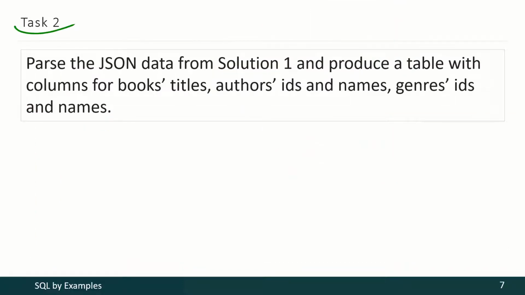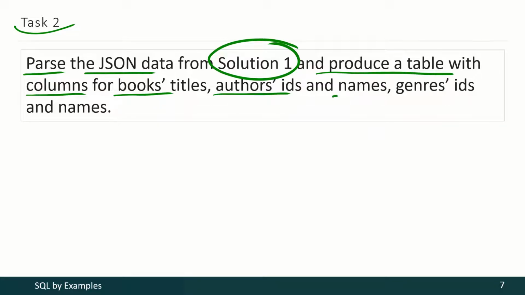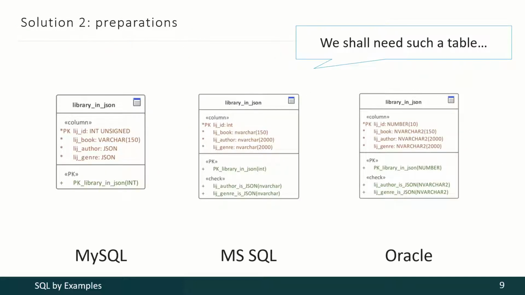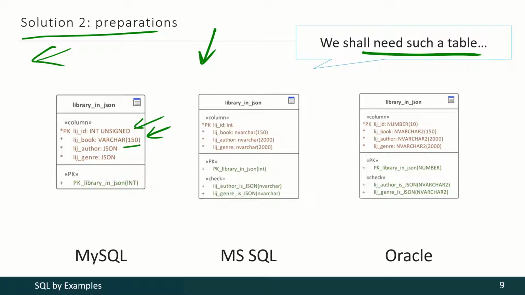In the second task, we have to parse the JSON data from the first solution and produce a table with columns for books titles, authors' IDs, names, genres' IDs, names. The expected result for this task is the next. Here we see our books titles, authors' IDs, authors' names, genres' IDs, genres' names. Obviously, we have to extract that data from somewhere, and that somewhere is these tables. For each book we have to store some identifier, then the book title, then the information about authors' names and IDs, and then the information about genres' names and IDs.